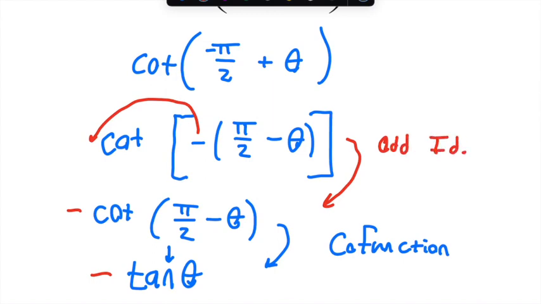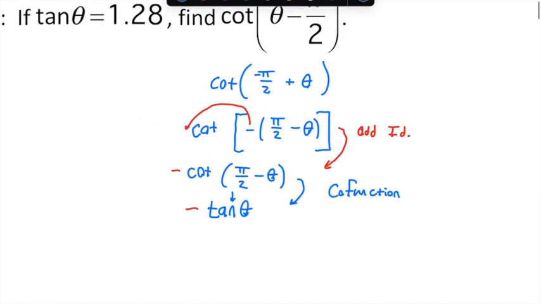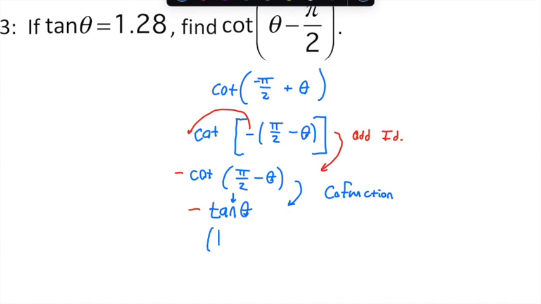Then we're actually almost done here. Tangent of theta, they said at the beginning, I didn't read it out. What is tangent of theta theoretically right now? So drop that down, change that to 1.28, and then bring down that negative with it. This answer is negative 1.28. And that's how you manipulate the problems into what you want.